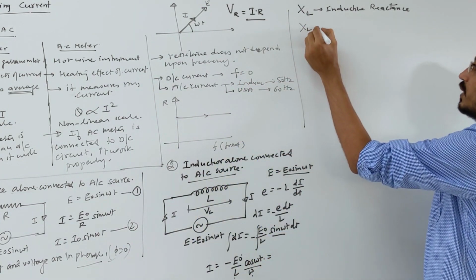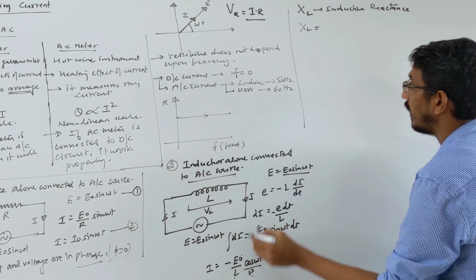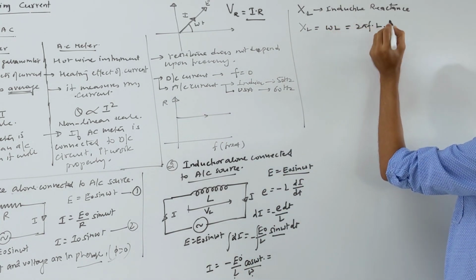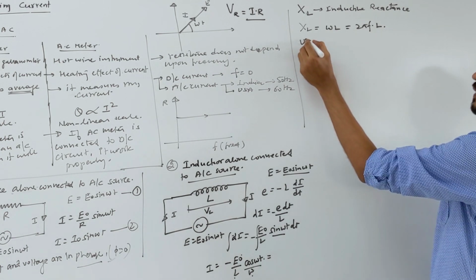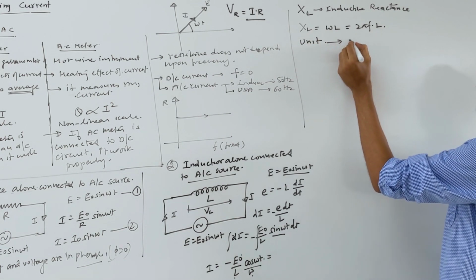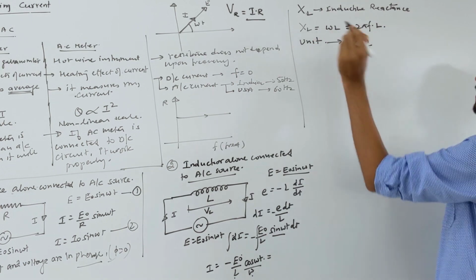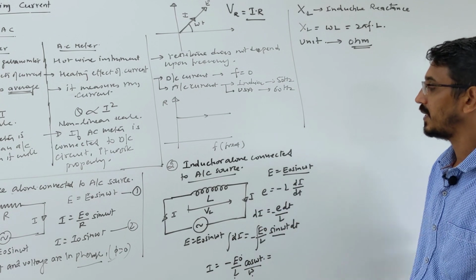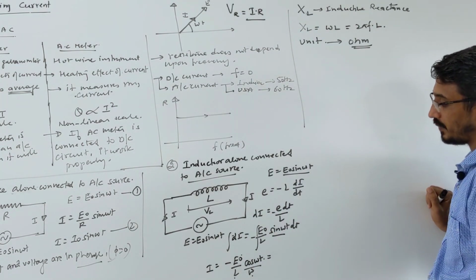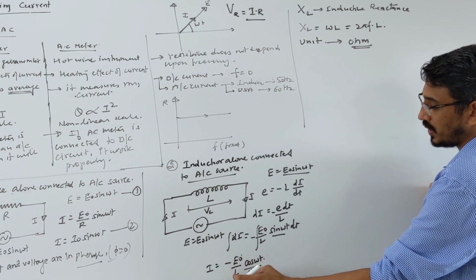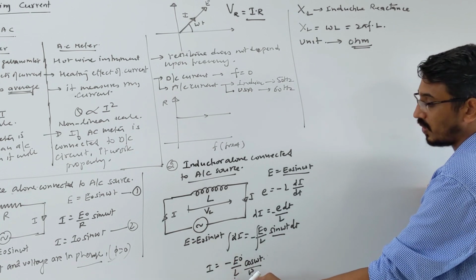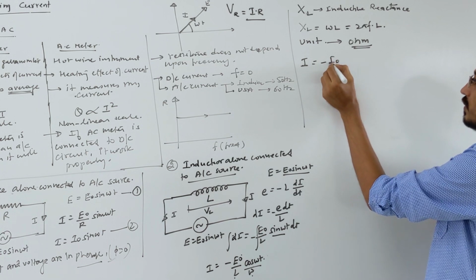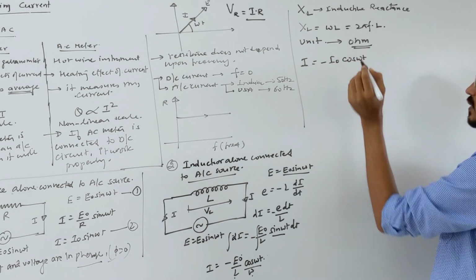So the XL formula is omega into L. That's XL. Or omega is 2 pi f, so frequency times L, right? What is the unit of XL? Ohm only, because it is resistance. XL is nothing but the resistance an inductor offers toward an AC current. So in this equation, this is your XL, and E naught by resistance is the current. So you can also write I is equal to minus I naught cos omega t.